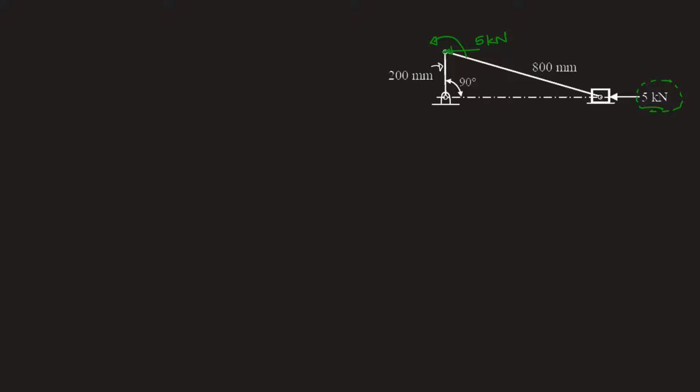It will be simply turning moment T equal to 5 kN, which is 5 into 10 to the power 3 Newton, into this distance. This distance is given to be 200 mm, so it is nothing but 200 into 10 to the power minus 3 meter. This is in Newton, so we have converted this to meter so that we get the answer in Newton meter, which is equal to 5 into 10 to the power 3 into 200 into 10 to the power minus 3. So it's simply 5 into 200, which is 1000 Newton meter.